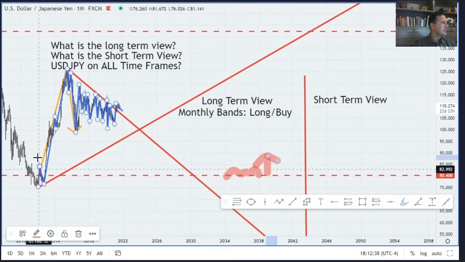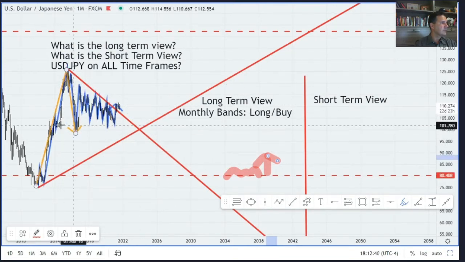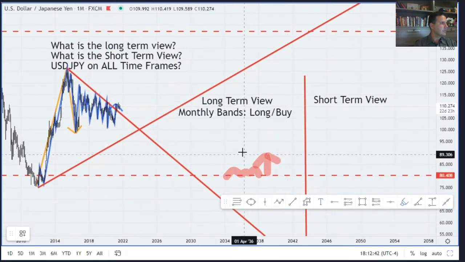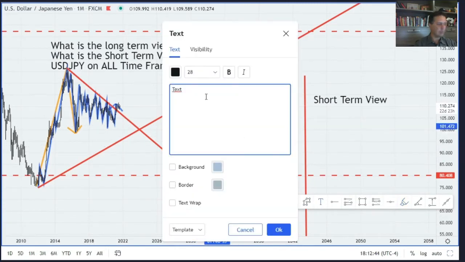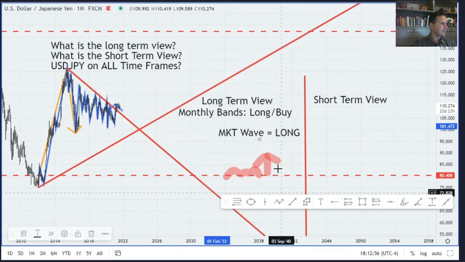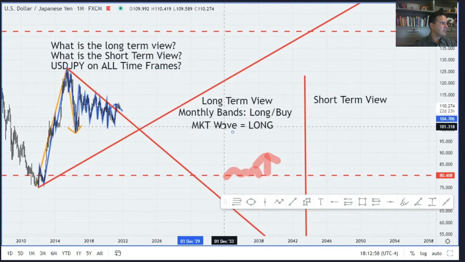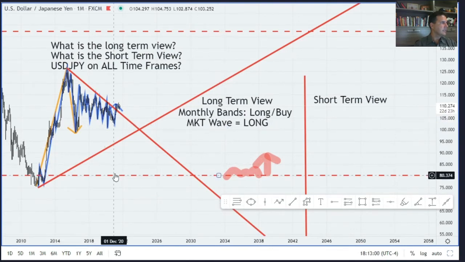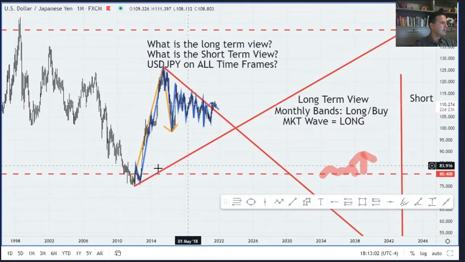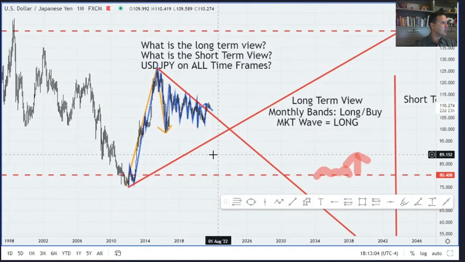Okay, now what about the market wave? Market wave is the same, it represents the long-term view. So market wave equals long too, market wave long, right?